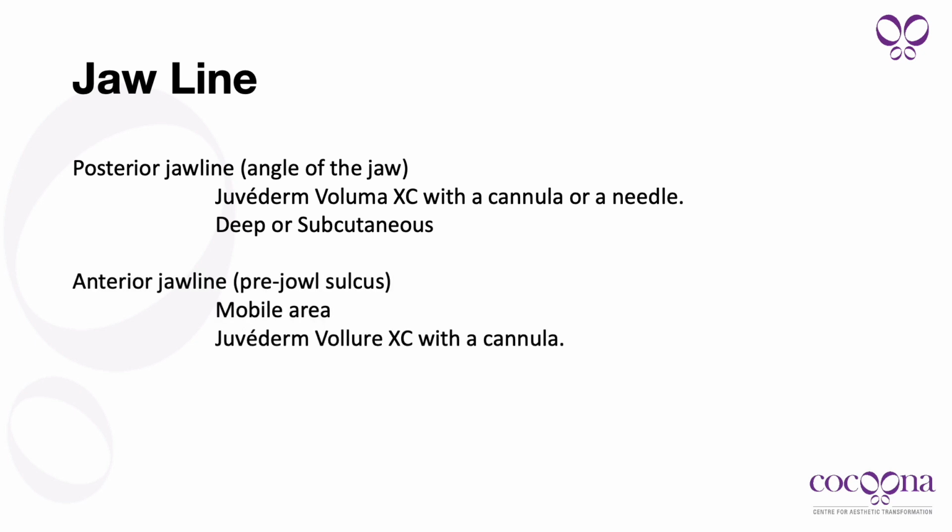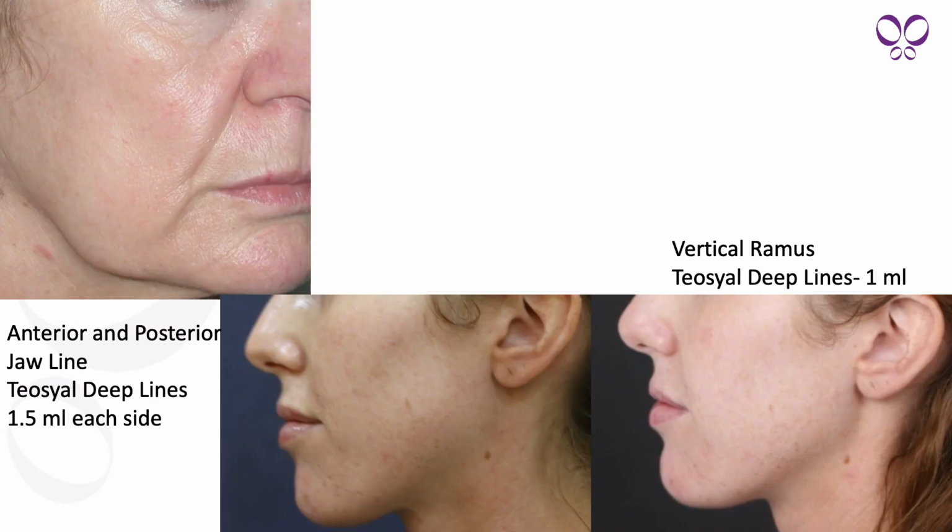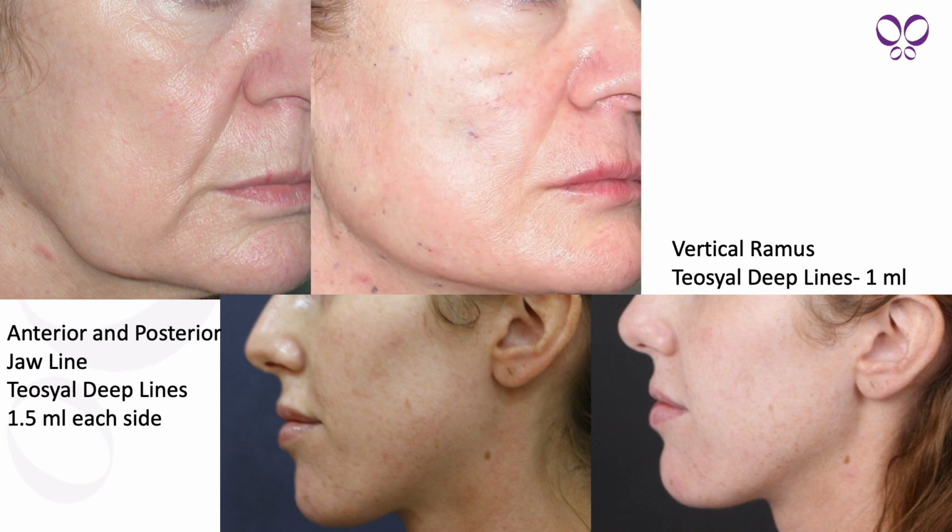Then the anterior jawline, which is the pre-jowl sulcus area, is a highly mobile area, so you need to be careful injecting here because it could displace the filler. Juvederm Volux or Volift is a good option here with a cannula, and again in the subcutaneous plane. An example of patients here: this is anterior and the posterior jawline has been filled with Teosyal Deep Lines, 1.5 ml on one side, and that's her after the injection.